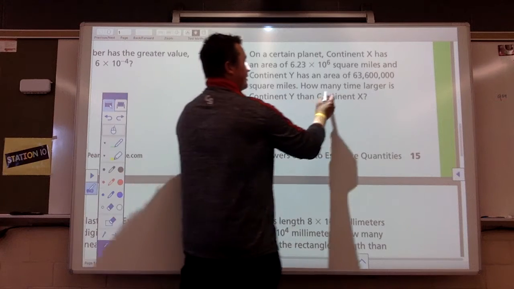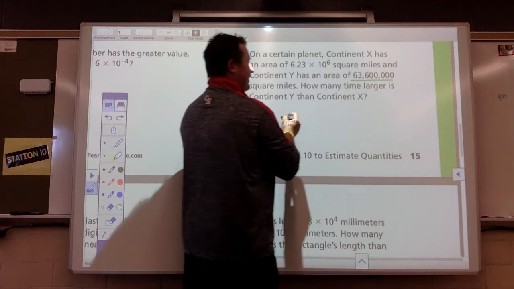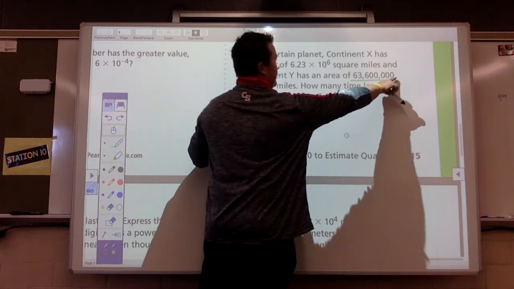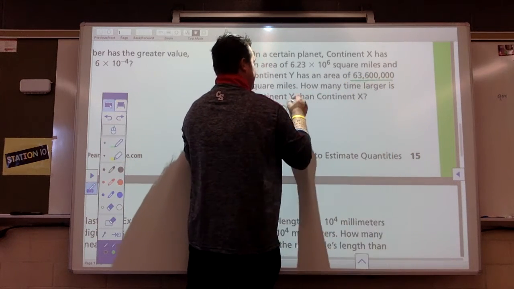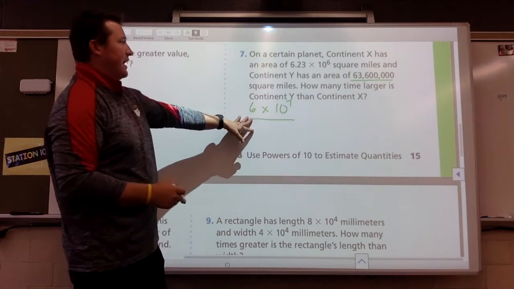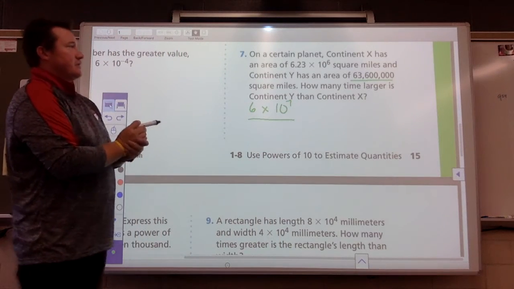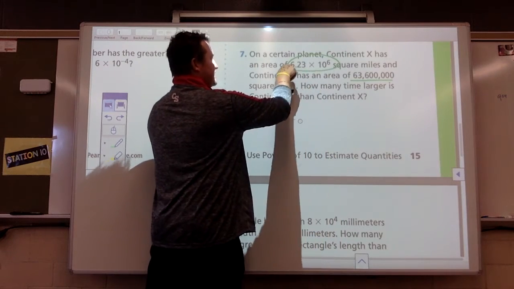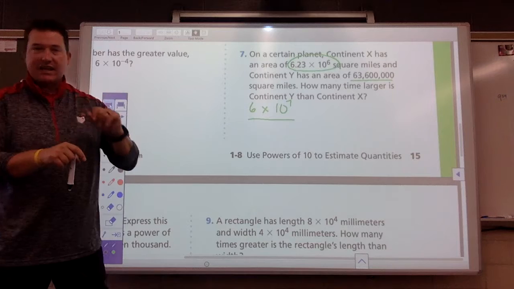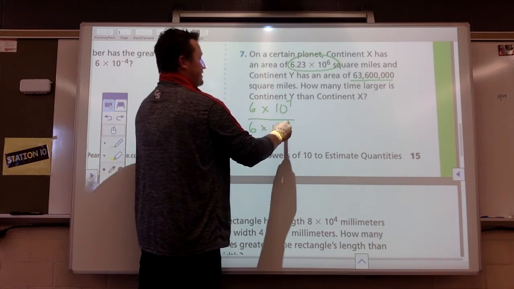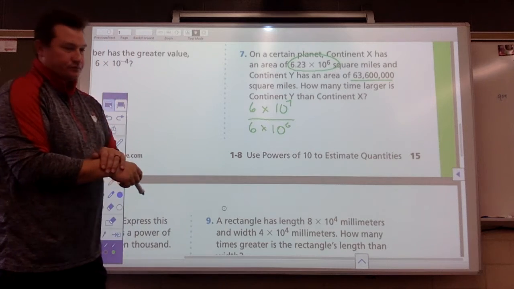Continent Y, right here. I'm going to say that's 6 times 10 to the 1, 2, 3, 4, 5, 6, 7th power. I'm going to divide that by continent X, which is this number right here. Again, the 2 is not going to round that 6 up. It's going to keep it the same. So we're just going to say this is 6 times 10 to the 6th power.